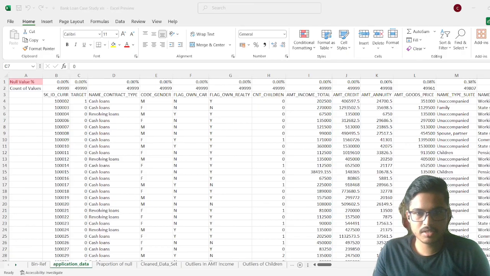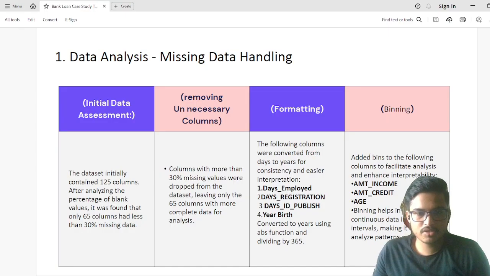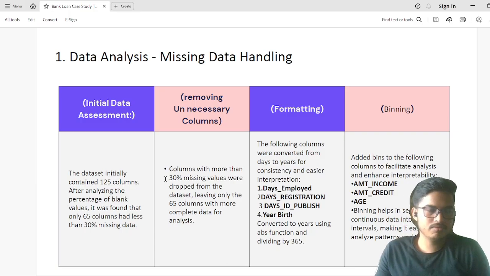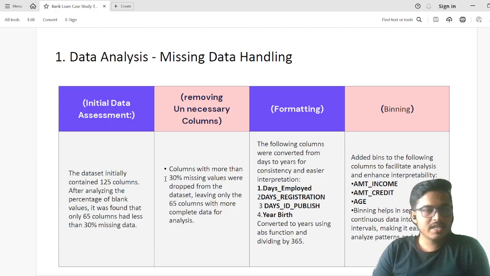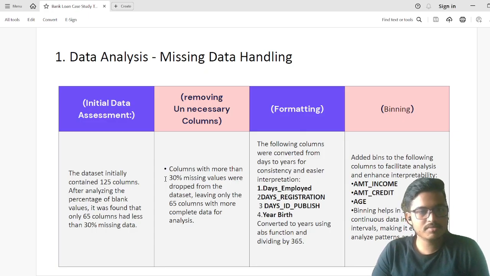So let me come back to my presentation. Okay, so initial data assessment, as we said, the data initially contained 125 columns. After analyzing the percentage of blank values, it was found that only 65 columns had less than 30% missing data. So removing unnecessary columns, we identified that columns with more than 30% missing values were dropped from the dataset, leaving only the 65 columns with more complete data for analysis.